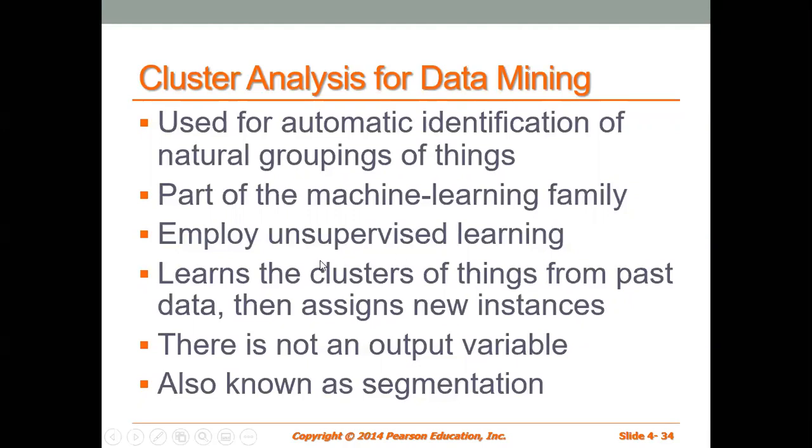Now, unsupervised learning. Why is it unsupervised? Because here you don't know the output of the clusters. Sometimes you receive 2 clusters, 3 clusters, or n number of clusters. It learns the clusters from the past data, then assigns the new instances. It keeps learning to give new clusters with respect to distances. As I told you, the distance can be Euclidean or Manhattan. There is no output variable, and this is also known as segmentation.